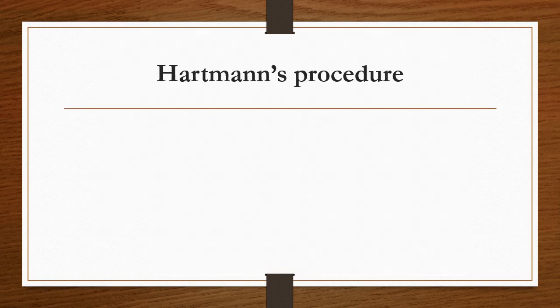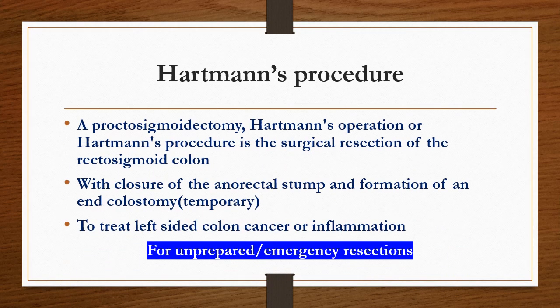Next, we come to Hartmann's procedure. Okay, a proctosigmoidectomy, that means the rectum and sigmoid have been removed. Hartmann's operation or Hartmann's procedure is the surgical resection of the rectosigmoid colon, with the closure of the anorectal stump and formation of an end colostomy. This operation is usually done to treat left-sided colon cancer or inflammation, diverticulitis.